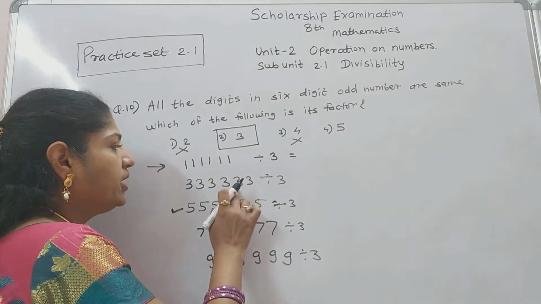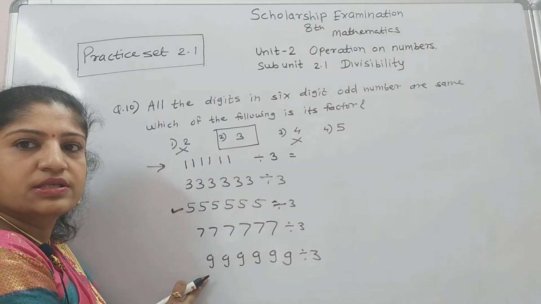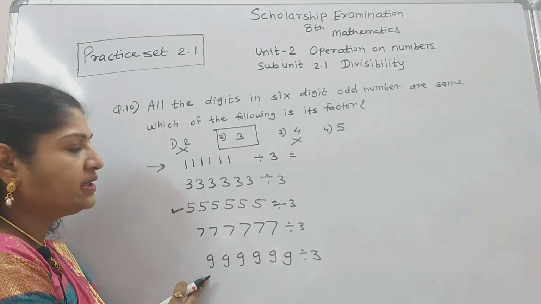Use the test for divisibility by 3. Sum of all digits is divisible by 3.